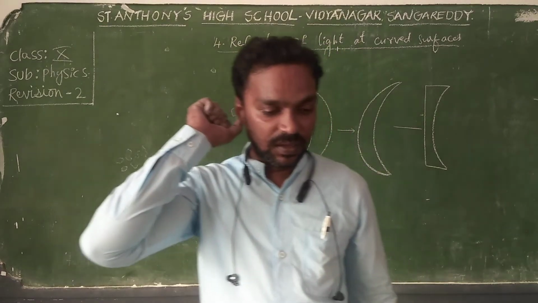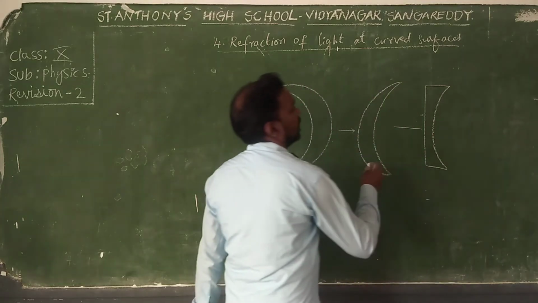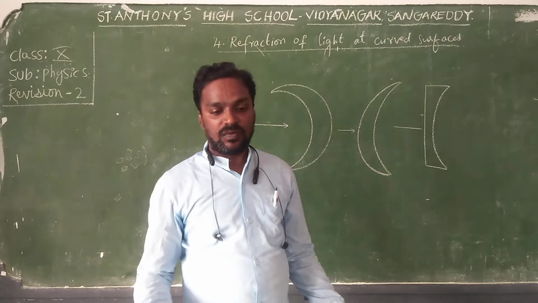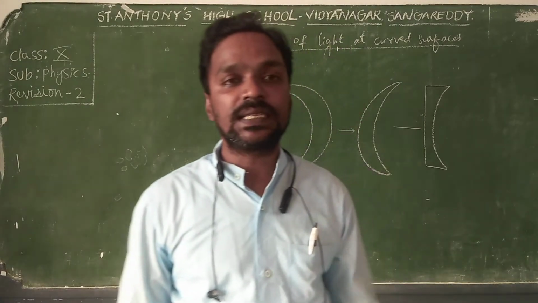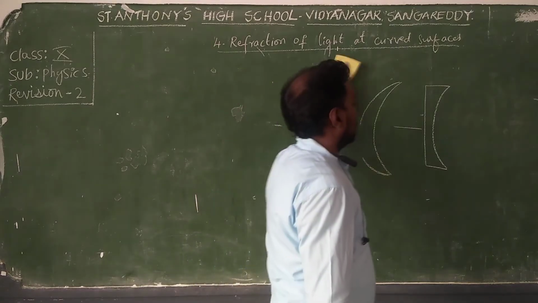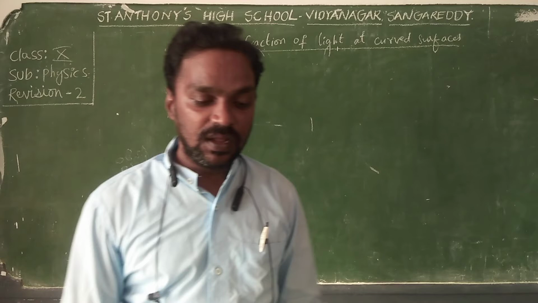Plano concave lens. See, plano concave lens and plano convex. So like this you will be getting 6 lenses. Apart from that, 2 are very important. One is the biconvex lens, and the other is the biconcave lens.